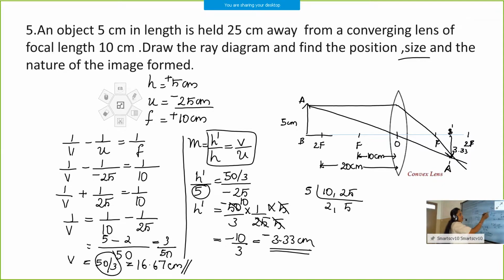You know, the height of the object is 5 centimeter. Now the height of the image is 3.33. That means the image is diminished. And the position, since you are getting plus 16.67, what you can say? It is on the right hand side.